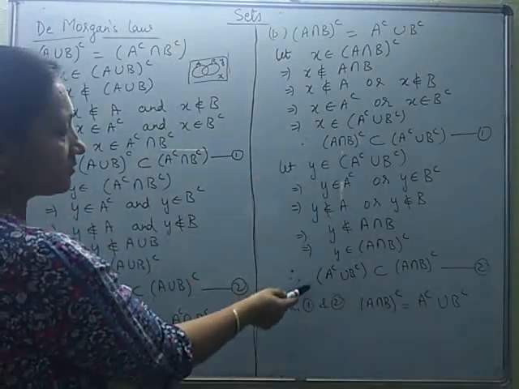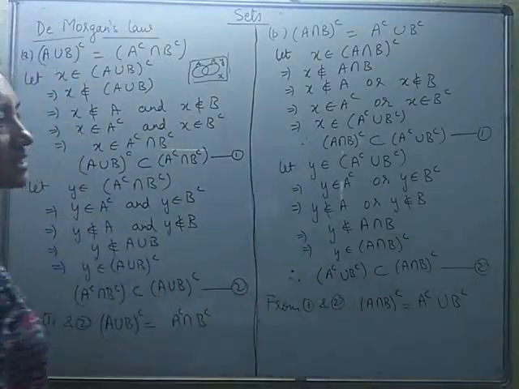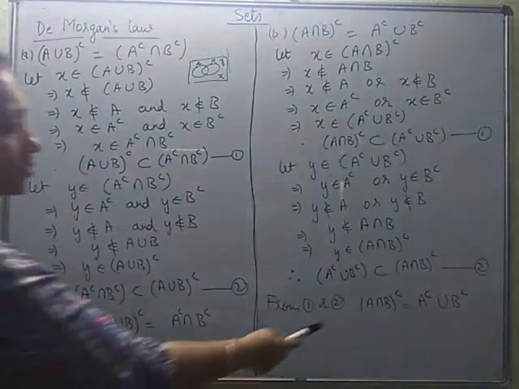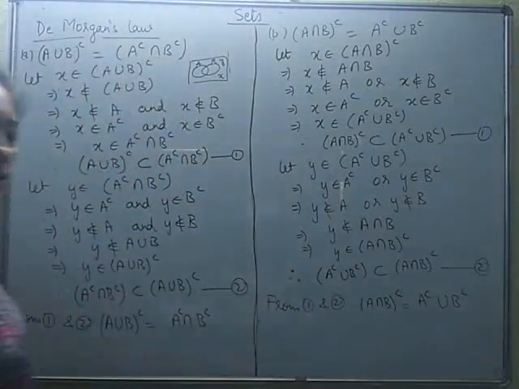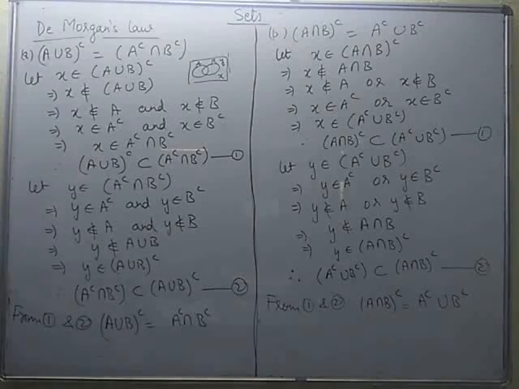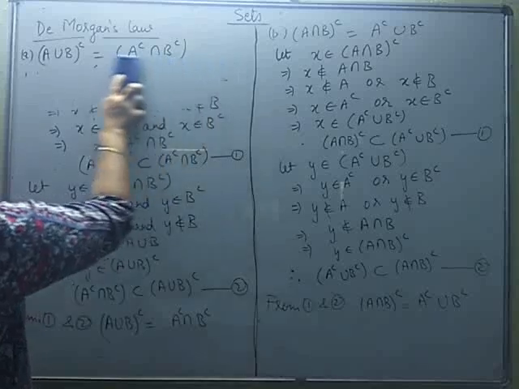Now you compare again 1 and 2. You will see both the sets are proper subsets of each other. So they have to be equal to each other. Now I will solve the first one using Venn diagram. In the same way you can do for the next one.